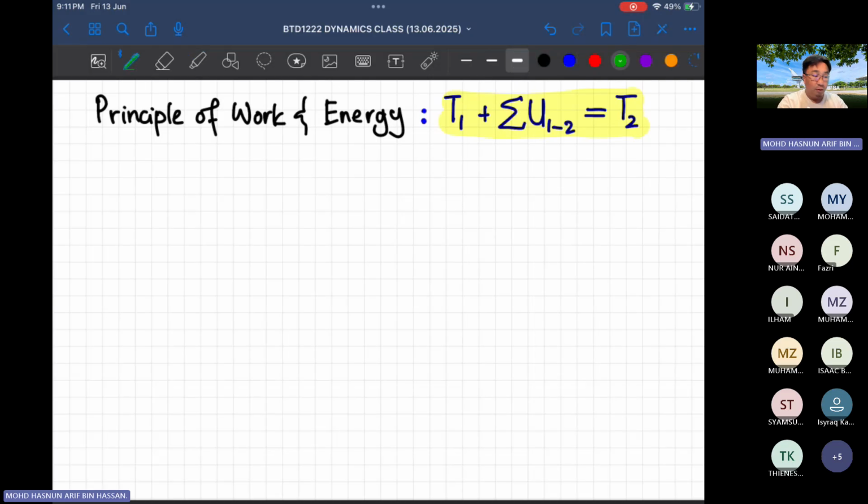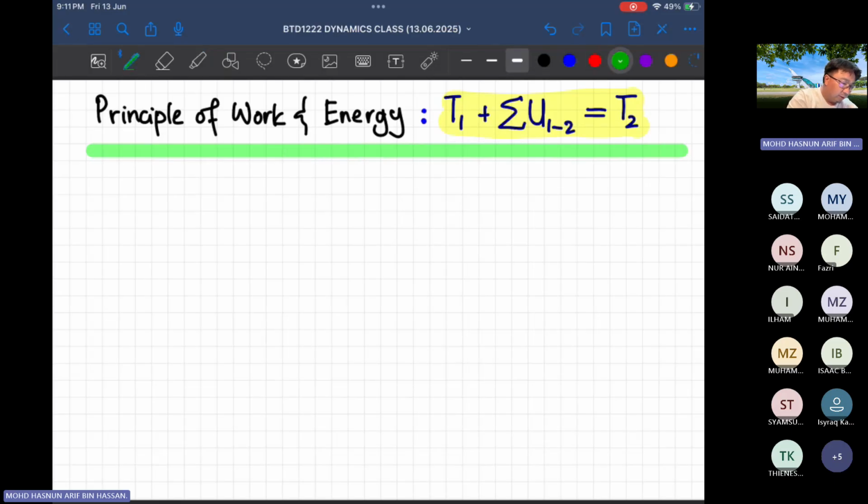For impulse and momentum, there is also a similar principle. So we can also write the principle of impulse and momentum.